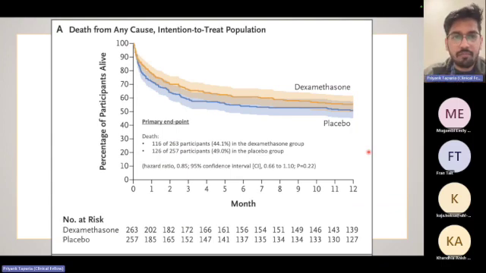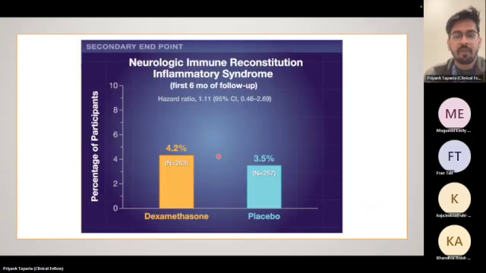Coming to the endpoints and the observations, for death, the primary endpoint, there was no benefit seen in the patients receiving dexamethasone. Out of 263 participants in the dexamethasone group, 116 died, which was about 44.1%, and 126 of 257 participants, 49%, in the placebo group. And talking about IRIS, there was a little bit more IRIS seen in patients receiving dexamethasone, but it was not significant. The hazard ratio was just above 1.1, but this was not statistically significant.